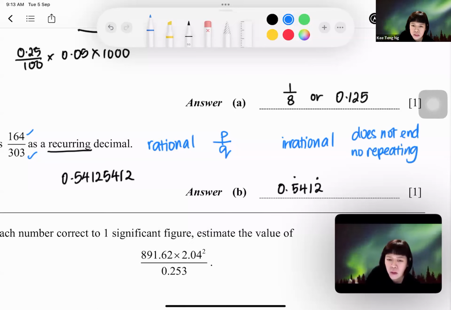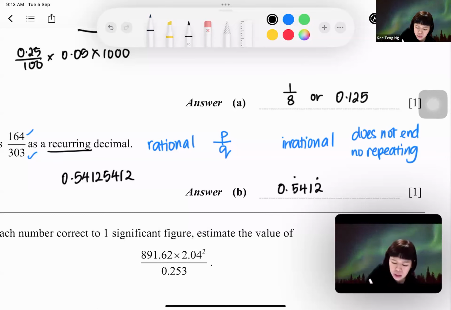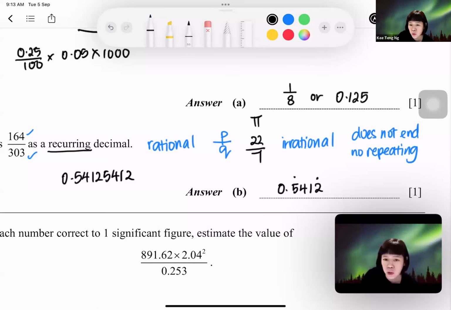The common mistake for students to think through is there's this set of numbers that the teacher would like to test. What about pi and 22 over 7? Many students still have the impression that pi is equal to 22 over 7. Sorry, that's just an approximation that a teacher used for pi when you are in primary school. But that is not true. Pi is not equal to 22 over 7.